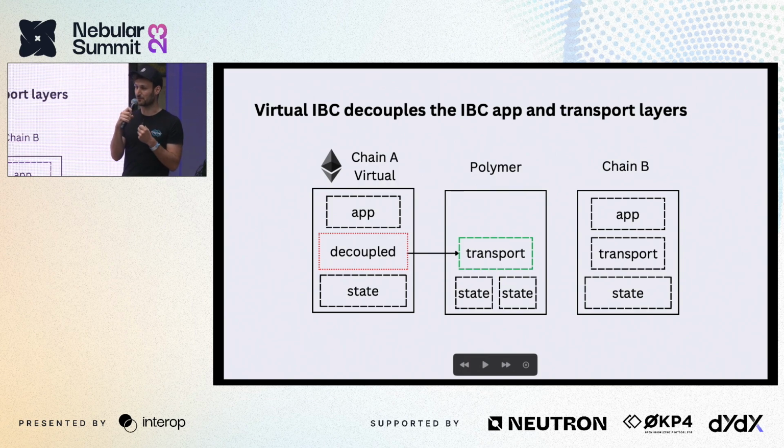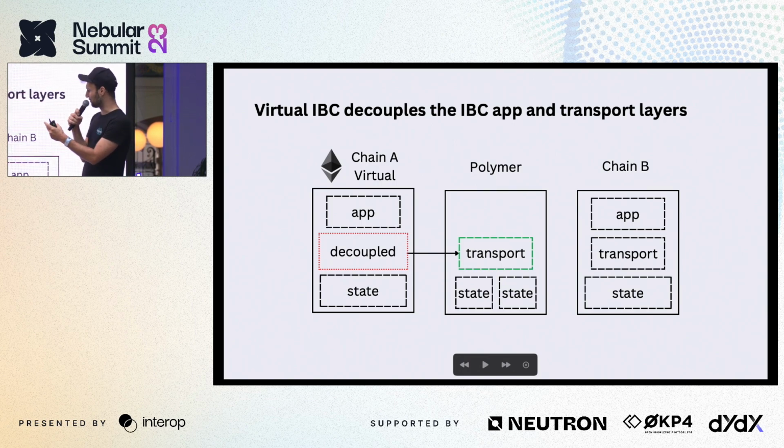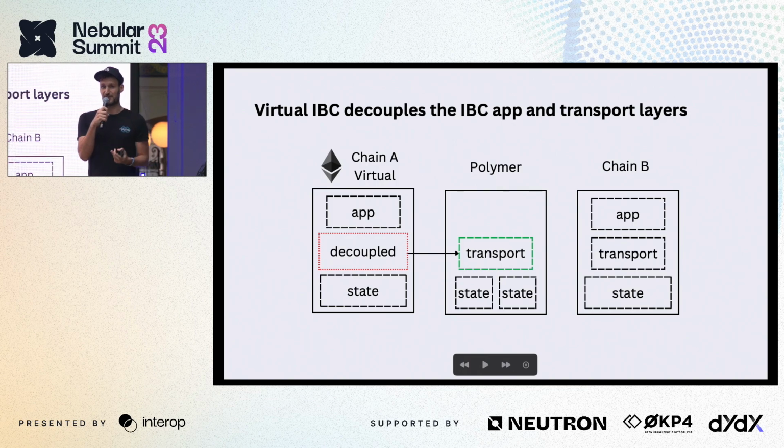We do something similar for interoperability. We say, yes, you need the application layer, yes, you need the transport layer, yes, you need the state layer, but these can be on different chains, still forming logical interoperability. And so what we did for Ethereum was we consider Ethereum as a virtual IBC chain. And in fact, we bring the transport layer to Polymer. So all the computation related to interoperability will actually be executed on Polymer.